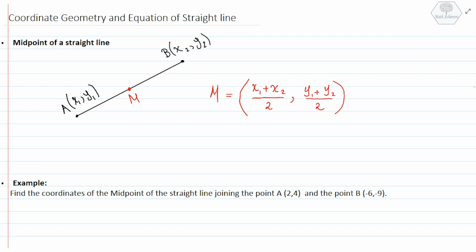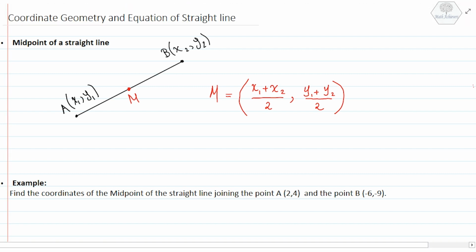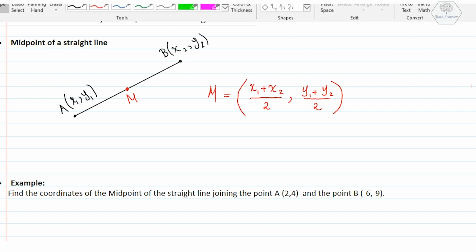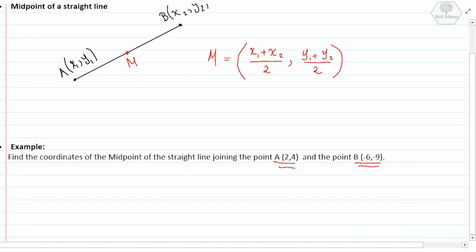Now let's have an example. The example says, find the coordinates of the midpoint of the straight line joining A, which has the coordinates 2 with 4, and the point B, which has the coordinates -6 with -9.